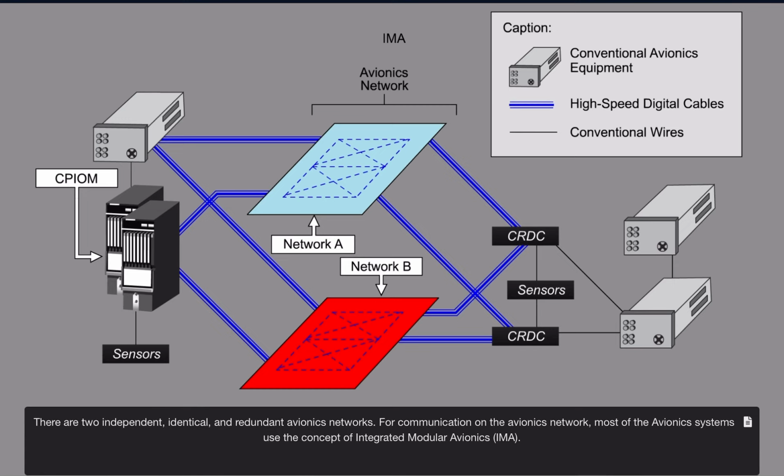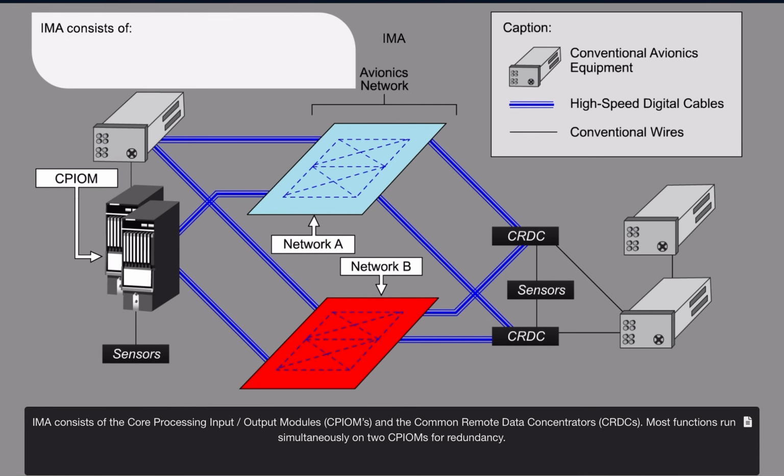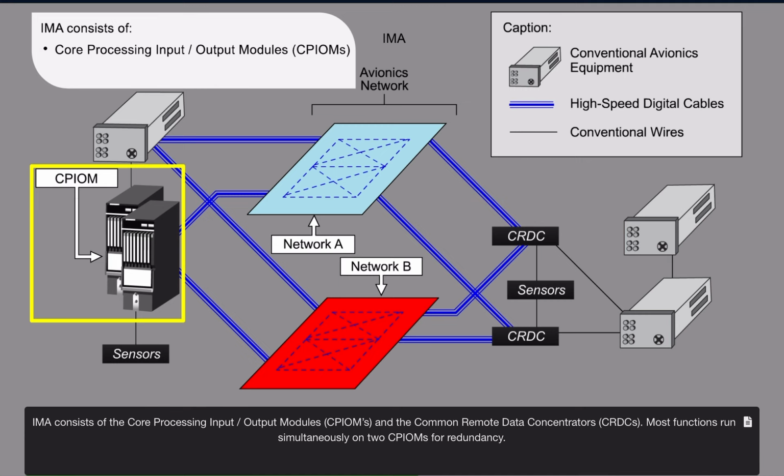For communication on the avionics network, most of the avionics systems use the concept of integrated modular avionics, IMA. Instead of using dedicated computers, integrated modular avionics uses shared hardware for computations and communication on the avionics network. Integrated modular avionics consists of the core processing input-output modules, CPIOMs, and the common remote data concentrators, CRDCs.